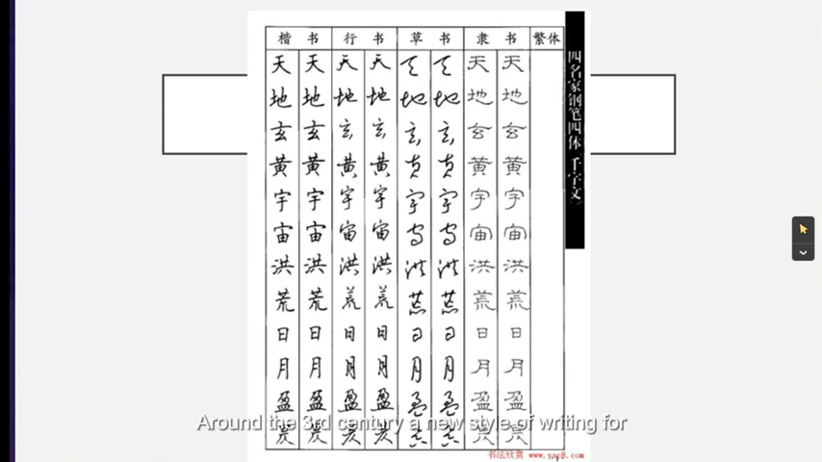Around the 3rd century, a new style of writing for official documents was gradually formed, the official script, 隶书. From this, the script we now commonly use developed, the regular script, 楷书, which is the most familiar form of Chinese writing. It is also the form of writing that students who are new to calligraphy are first exposed to.